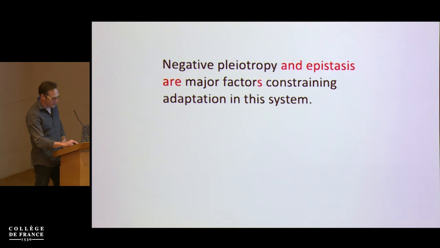And so negative pleiotropy and epistasis are both factors constraining adaptation in the system. We saw that adaptive substitutions that we predicted to be minimally pleiotropic were in fact homozygous lethal. They exhibit reduced enzyme activity and dominant neuron dysfunction. And we found a permissive substitution that rescues all of those negative pleiotropic effects.